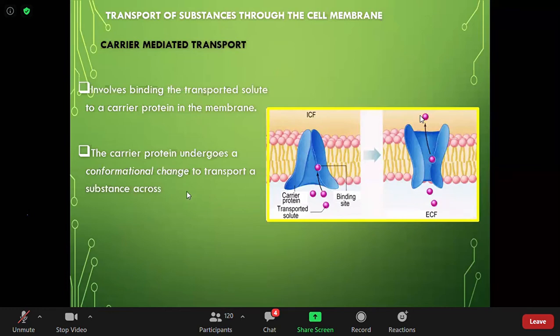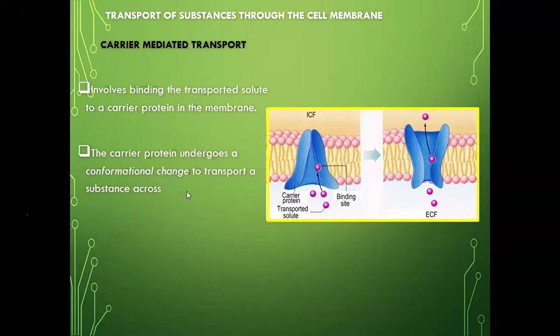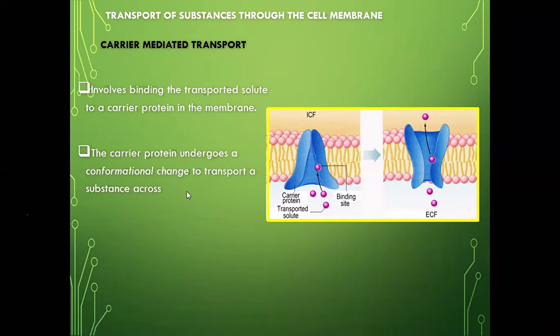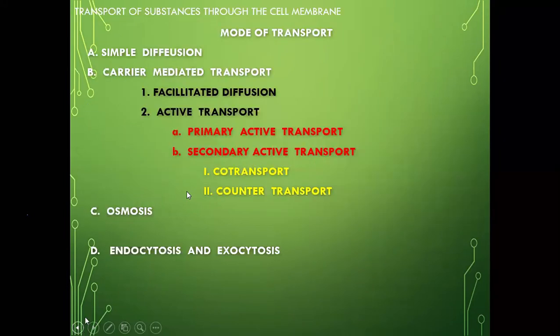This is the carrier-mediated transport. In facilitated diffusion, no energy is involved. But in active transport, energy is already involved.